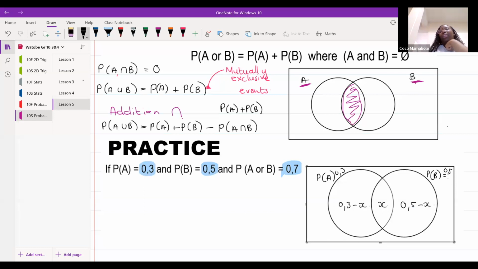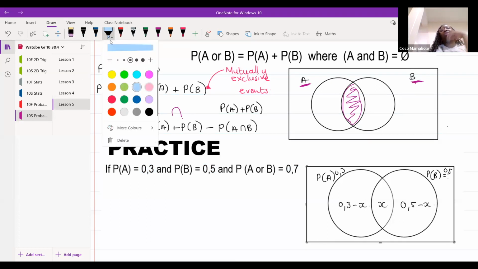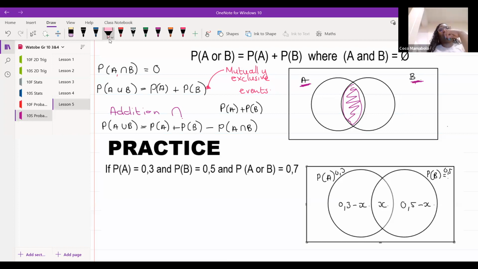Now, I know that the whole of probability A and the whole of probability B together is the union. Do you agree with me? Yes. And how do we describe the union? And or? Or. Correct, it's or. And we know that or must equal 0,7. Right. So how are we going to write this equation so we can figure out X?